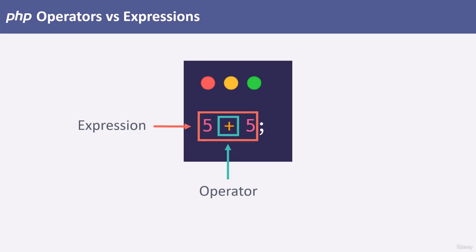This behavior is important to understand. A lot of code is going to contain expressions. Anytime you write code that produces a value, you've written an expression.